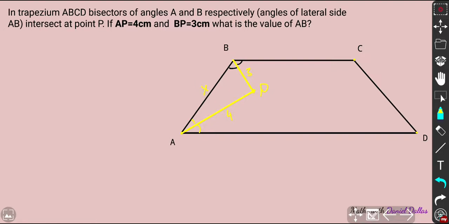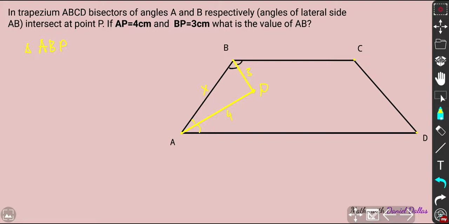How to approach this, because we're not given any angles, we are given only the lengths? Obviously, we need to look for a specific triangle. So let's have a look at triangle ABP. What do you think? Is there a specific angle at vertex P? Of course, it's going to be 90 degrees.